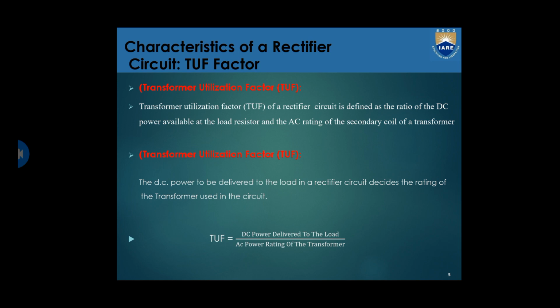The DC power to be delivered to the load in a rectifier circuit decides the rating of the transformer used in the circuit. TUF is equal to DC power delivered to the load divided by the AC power rating of the transformer.